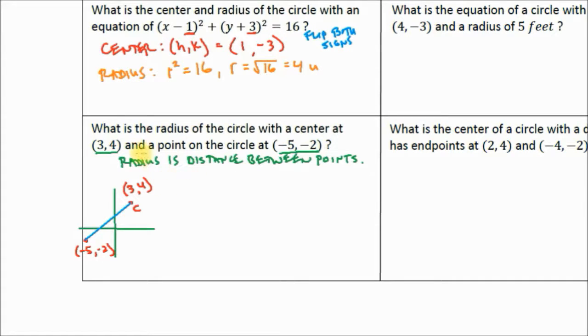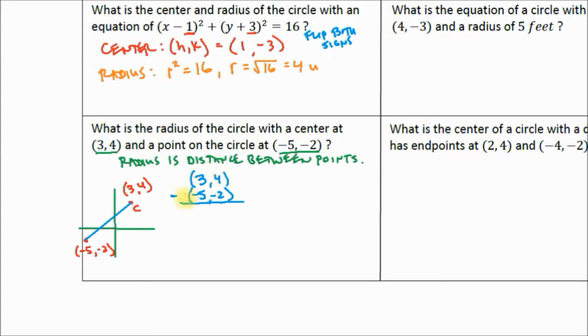So we've got to find the radius. We know the center already. Well, we're going to have to use the distance formula here, or we can use the distance shortcut. I'm going to use the distance shortcut to solve this. So the way we do the distance shortcut is we take our first point, (3, 4), and our second point, (-5, -2). And if you remember using the distance shortcut, we have to subtract these numbers.